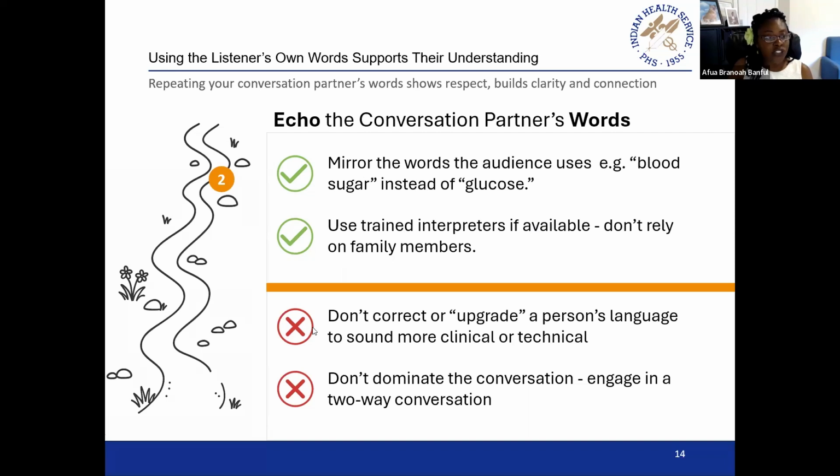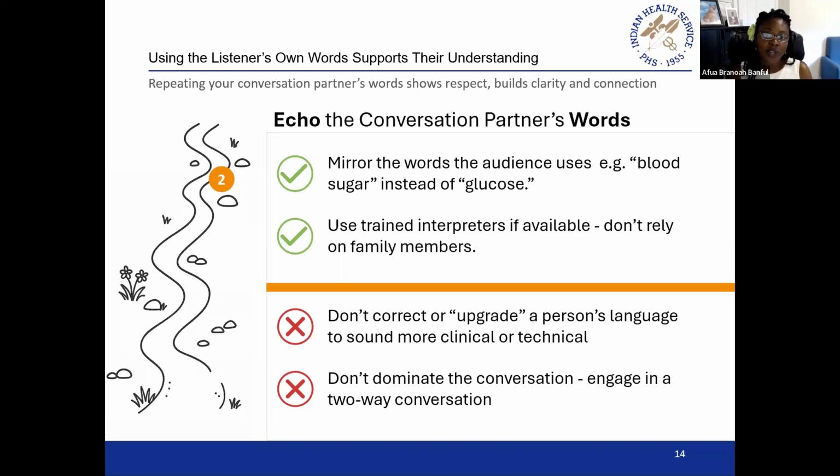So why do we want to echo the words that the conversation partner is using? It may seem like you're trying to correct or upgrade their language. And when you're communicating, the point is being understood. The point is clarity. The point is connection. So if someone is saying my sugars, there's no benefit really of trying to get them to use glucose, right? And repeating the words that they are using, one, it shows that you are listening. It shows that you are connected to them, you are respectful of whatever it is that they are saying.